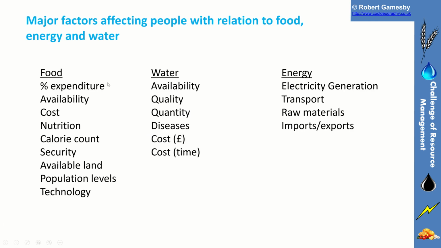In terms of factors, there are plenty that can affect food, energy and water. For food: how much of your expenditure is it? Is it available? What's its cost? How nutritious is it? What calories does it have in it? Is it secure? Is it available at all times? And so on. Similar things apply with water. For energy: is it used for electricity generation, transport? What raw materials do you use for it? Does it need importing? Can you export it? And so on. All those things get covered in the unit.